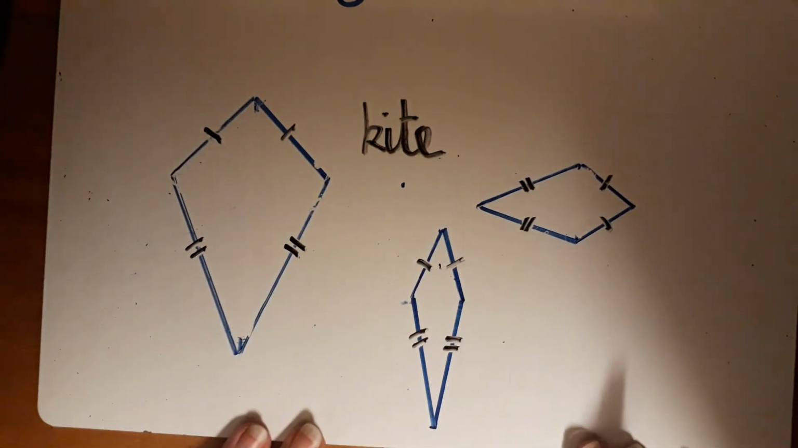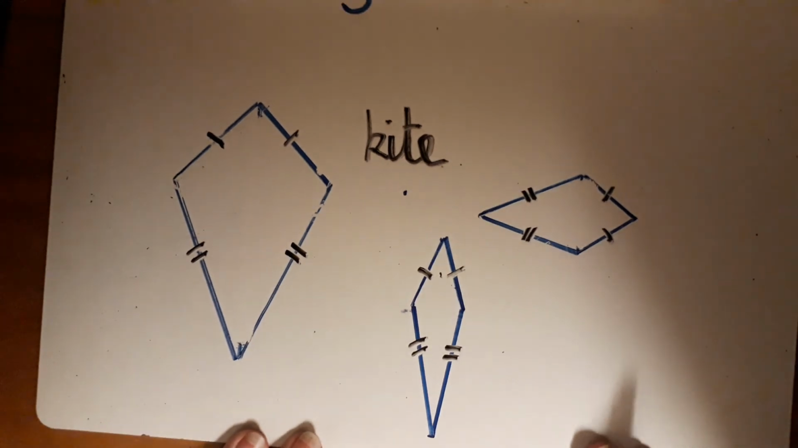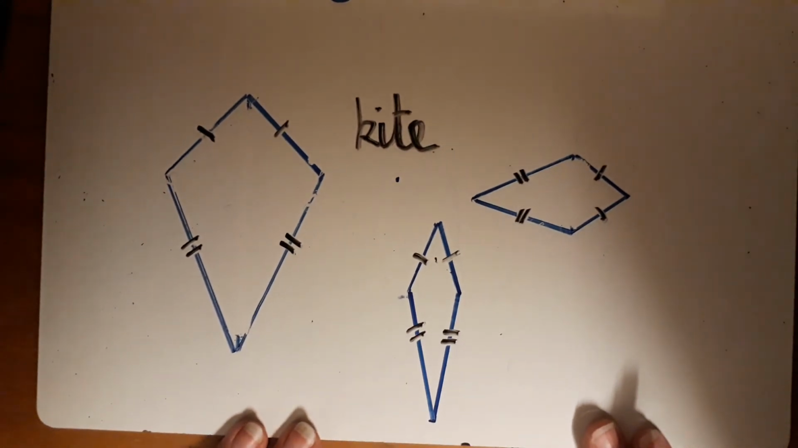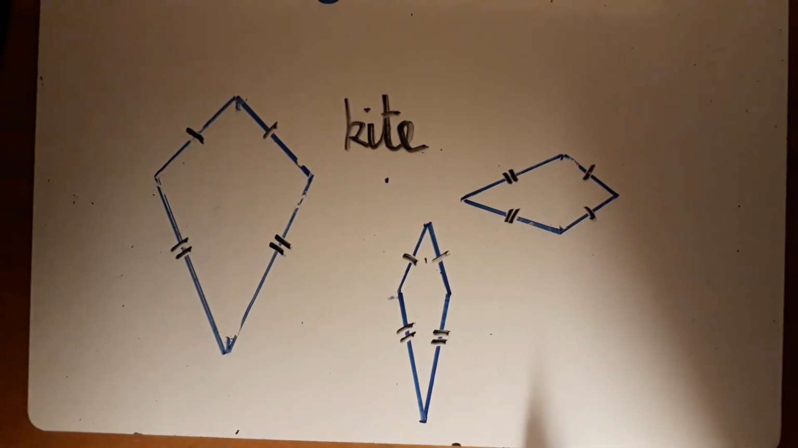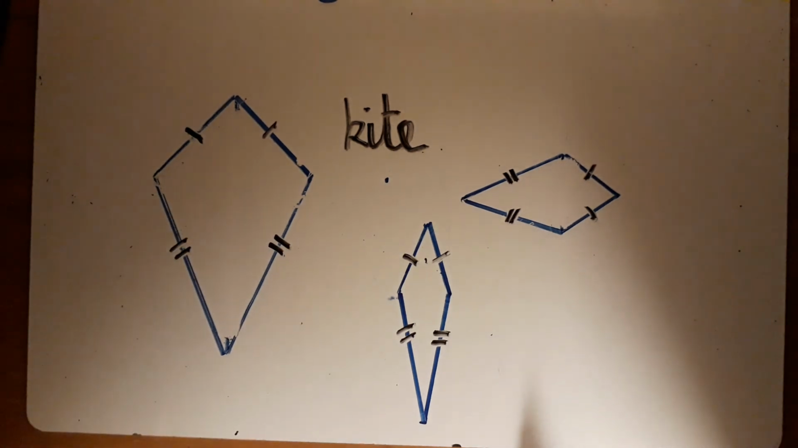Okay, so that is our kite, and our kite is not a type of parallelogram because a parallelogram must have 2 sets of parallel lines.